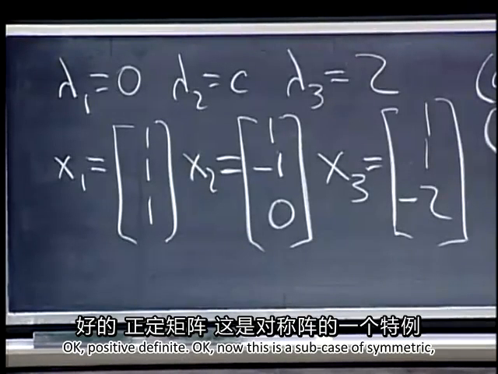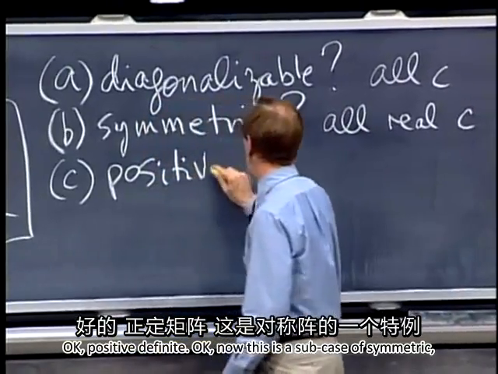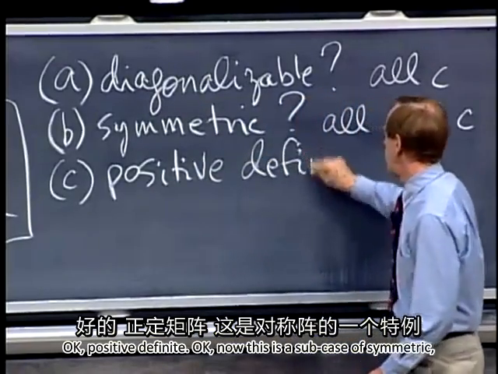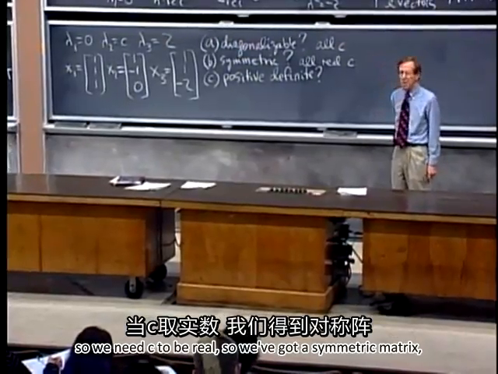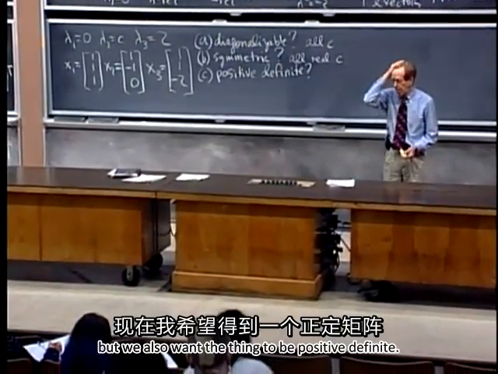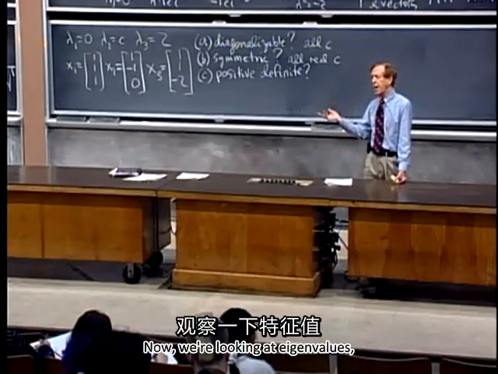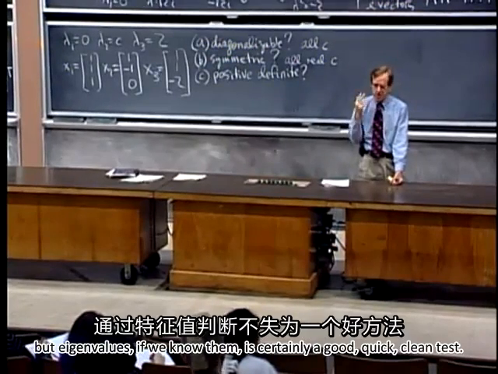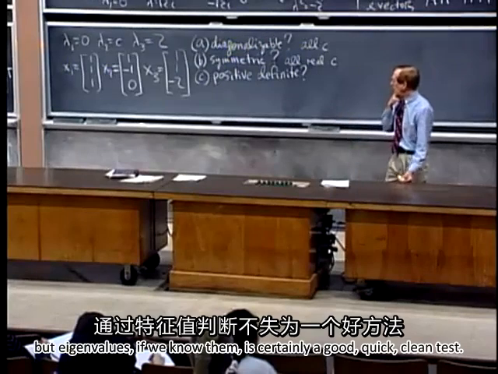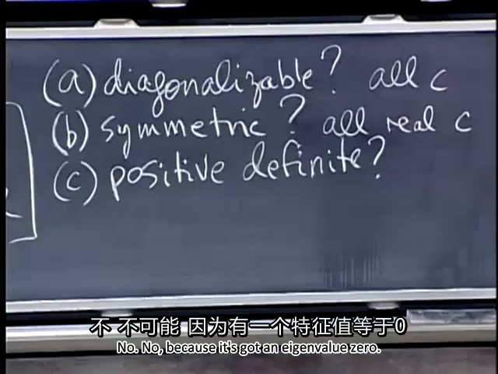Okay, positive definite. Okay, so that's, now this is a subcase of symmetric, so we need C to be real. So we've got a symmetric matrix, but we also want the thing to be positive definite. Now we're looking at eigenvalues. We've got a lot of tests for positive definite, but eigenvalues, if we know them, is certainly a good, quick, clean test. Could this matrix be positive definite? No. No, because it's got an eigenvalue 0.